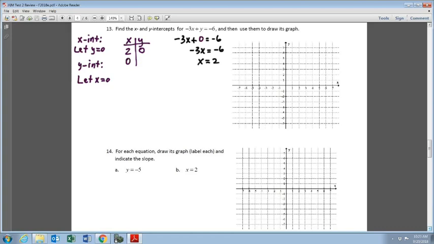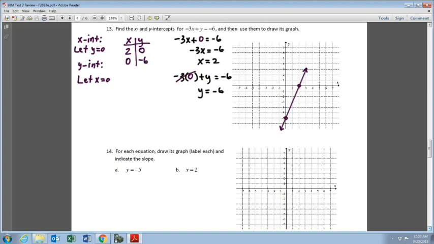So x is 0. Let's go ahead and plug in 0 for x into our equation. And notice negative 3 times 0 is just 0. And 0 plus y is just going to be y. So you can see that y is just negative 6. So let's graph those 2 points, 2, 0 and 0, negative 6. And when you draw the line, it's going to look like something like that.